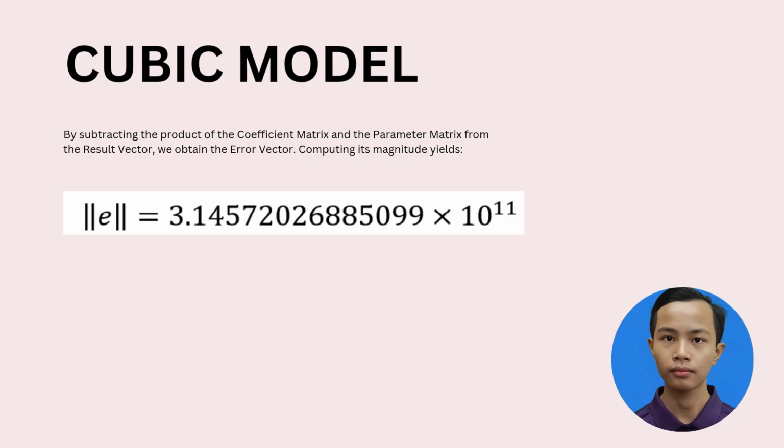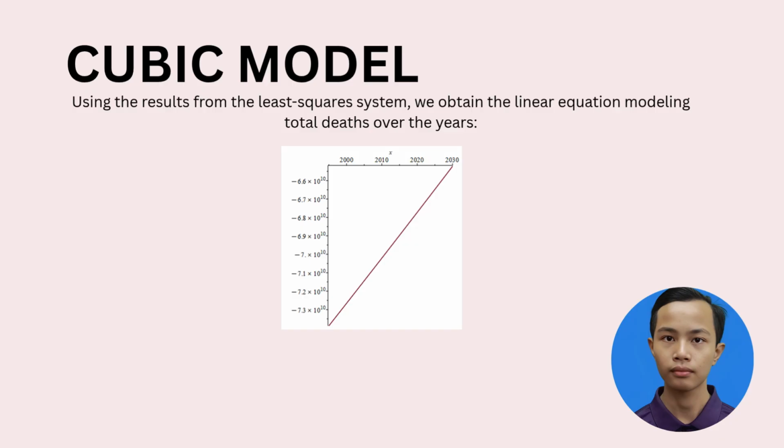By subtracting the product of the coefficient matrix and the parameter matrix from the result vector, we can obtain the error vector. So we compute the magnitude using Maple, using the least square error vector. So we use r minus Mv. So the error magnitude that we get is 3.1457 multiplied by 10 to the power of 11. So continue on the other page.